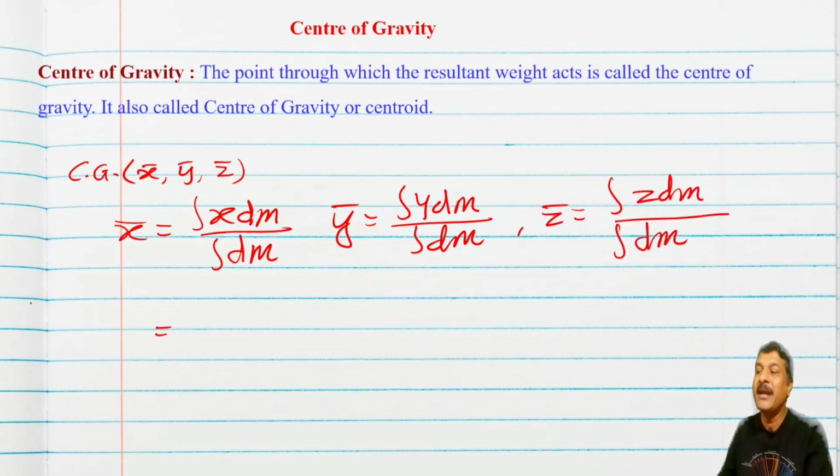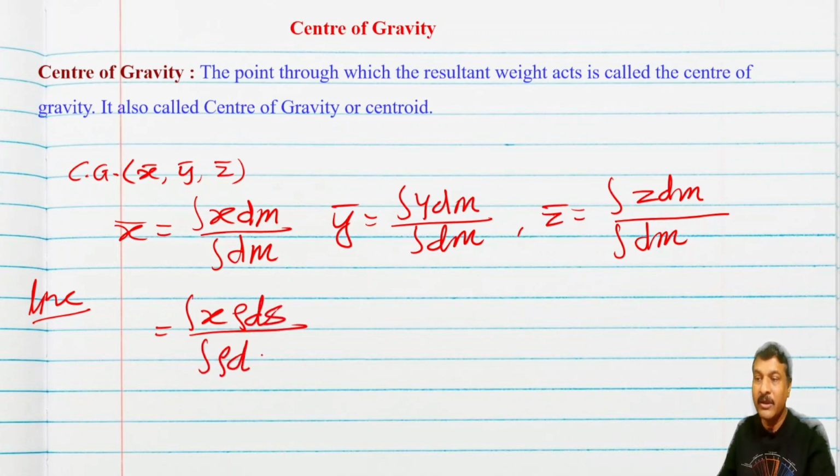Suppose it is a line, along the line, then what will it be? It will change: that is rho into ds. Similarly, I will change it for the area. Suppose it is for area, then rho into dA. And what is the dA? Double integration. So that is why you remember this thing.